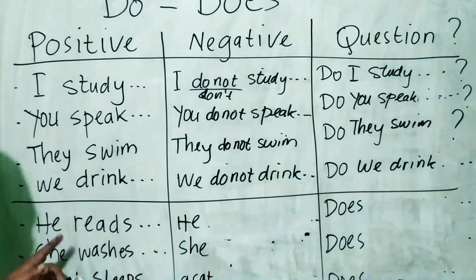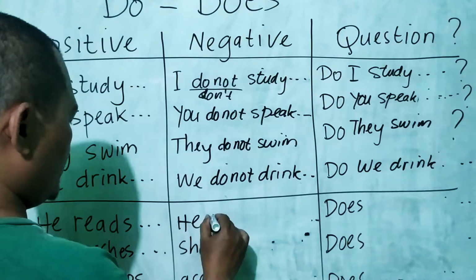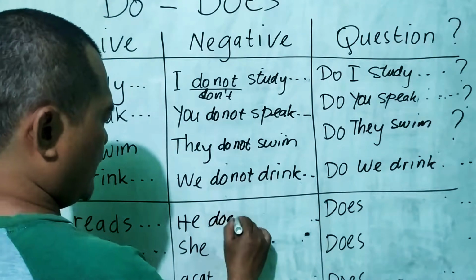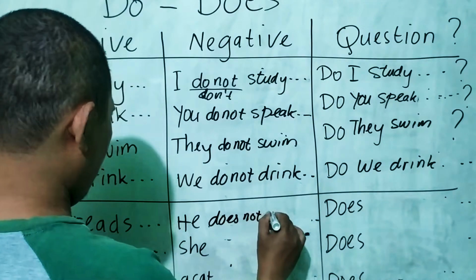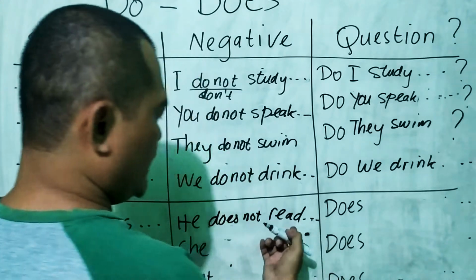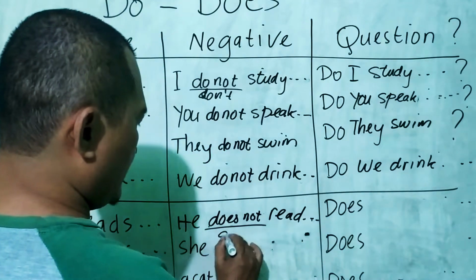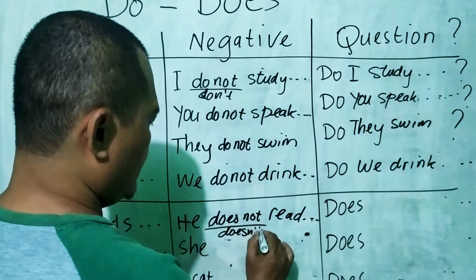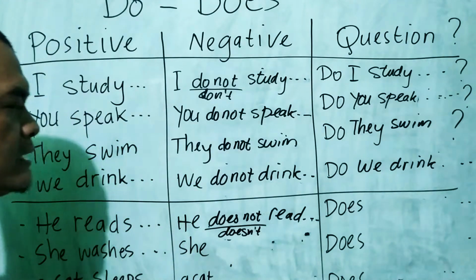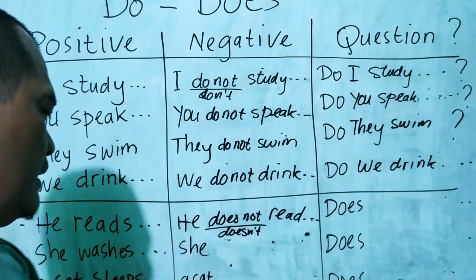Okay. How about the negative? The S will change or turn into does. Does not, and there is no S again in read here because the S has moved to does. It can be shortened to doesn't. He doesn't read comics. He doesn't read magazines.